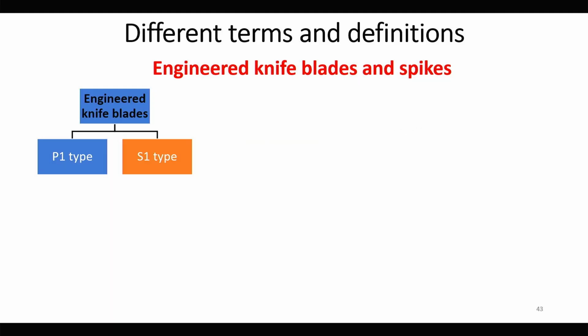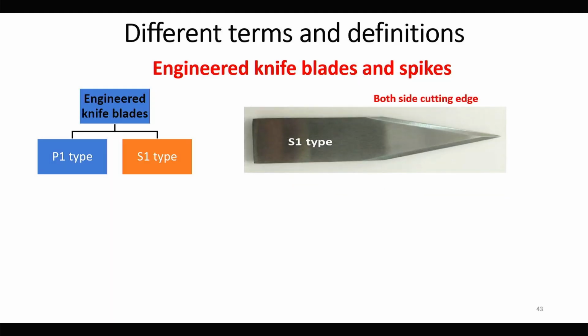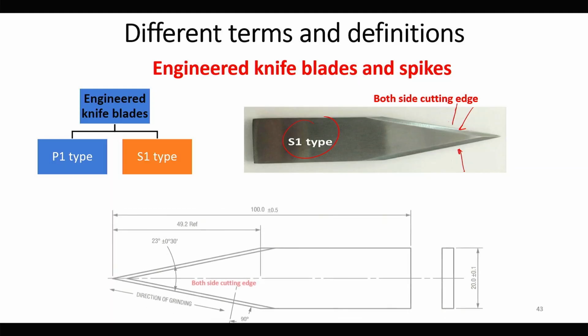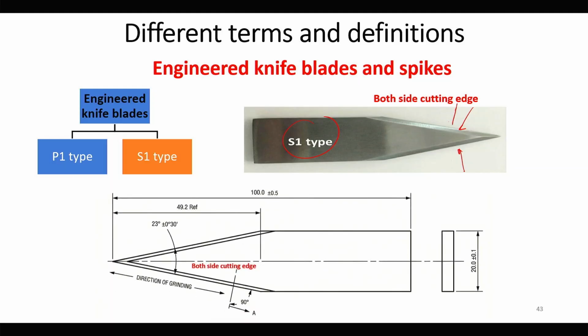So, knife blades P1 and S1. Now we can see this is the S1 type, which is a thicker, larger knife, and both side edges are cutting edges. This is the cutting edge. This is the standard knife, and P1 will be a thinner, smaller knife.